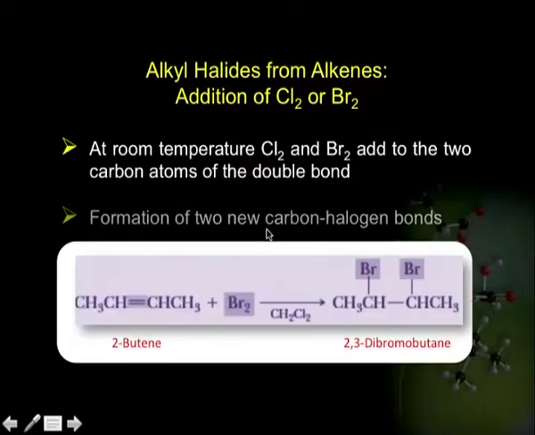Similar to hydrogen halides, we can make the halogen molecules also react with alkenes, which undergo again an addition reaction at room temperature and form the alkyl halide. So, there is formation of 2 new carbon halogen bonds, because in the previous method we had HBr, here we have 2 bromine atoms. Both of these get attached to 2 carbon atoms and give an addition product.